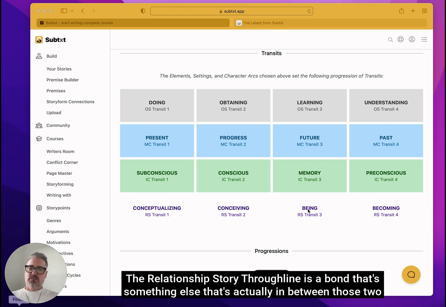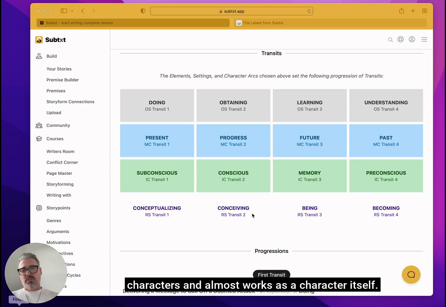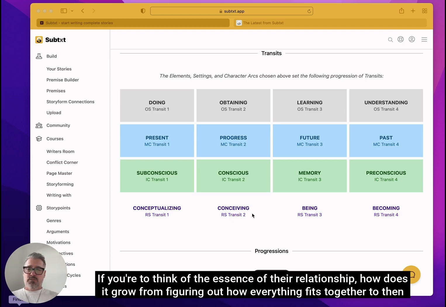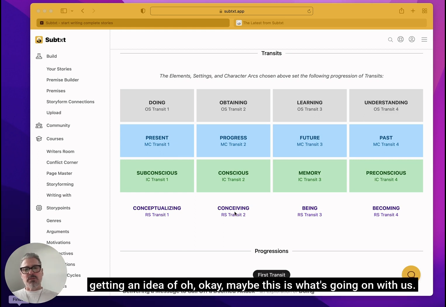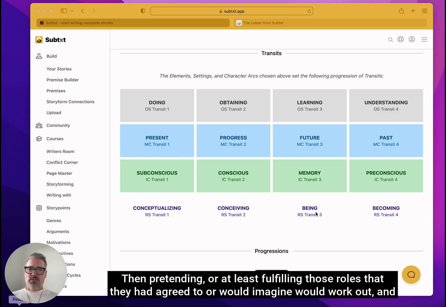The relationship story through line is a bond that's something else that's actually in between those 2 characters and almost works as a character itself. If you're to think of the essence of their relationship, how does it grow from figuring out how everything fits together to then getting an idea of, oh, okay, maybe this is what's going on with us, then pretending or at least fulfilling those roles that they had agreed to or would imagine would work out.